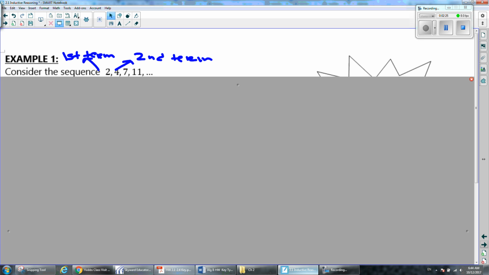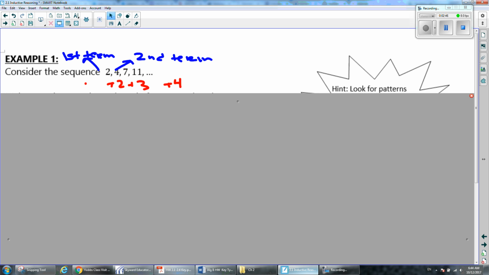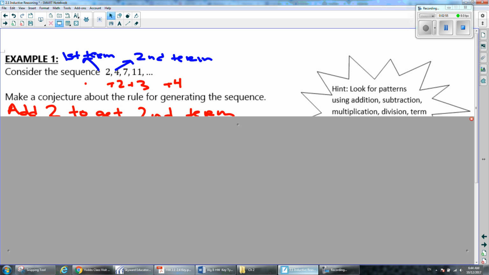In our first example, we're given the sequence 2, 4, 7, 11. Our first term here is 2, 4 is the second term, and there's a big hint. It says to look for patterns using addition, subtraction, multiplication, division, term numbers, or perfect squares. So if I look at some of the differences here, to go from 2 to 4, I'm adding 2. To go from 4 to 7, I'm adding 3. From 7 to 11, I'm adding 4.